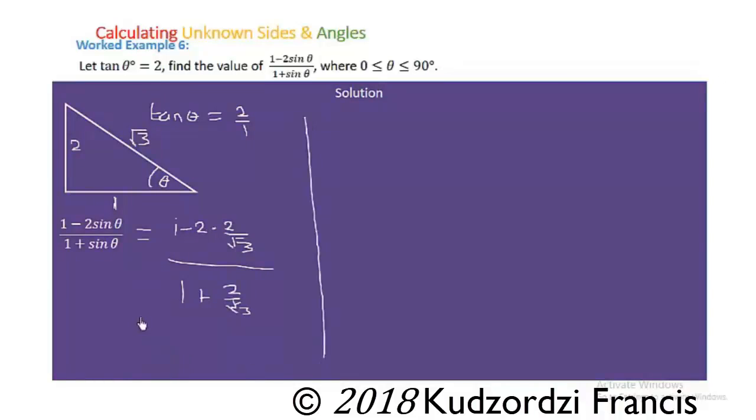Now we simplify further to obtain root 3 minus 4 over root 3, then all over root 3 plus 2 over root 3. Now when we reciprocate this, the root 3's will cancel. So now this will cancel this. Then we'll have root 3 minus 4 over root 3 plus 2.